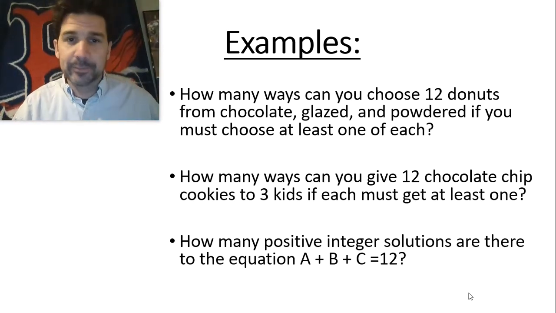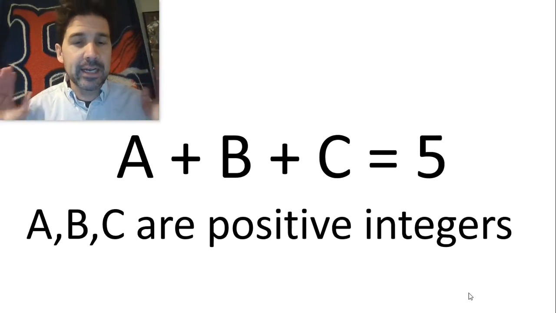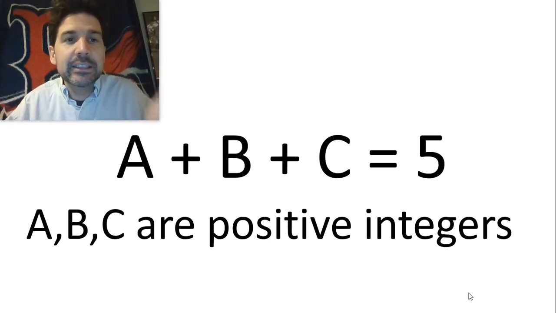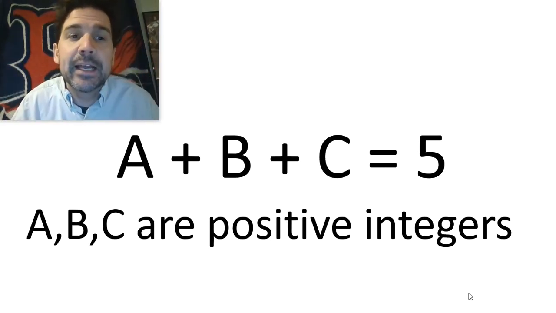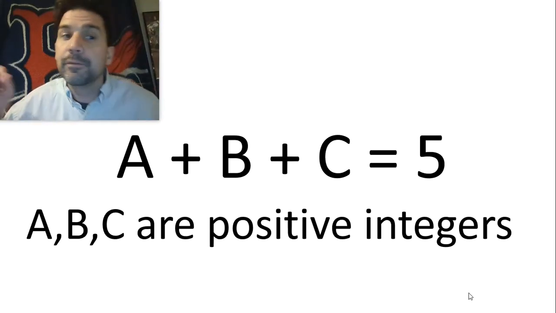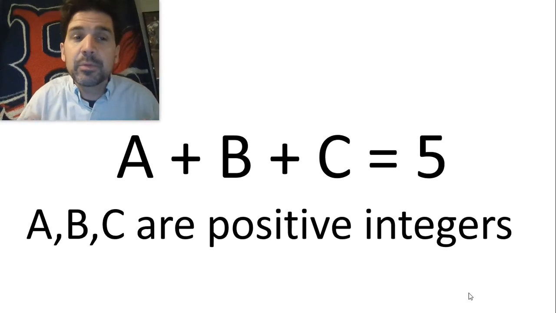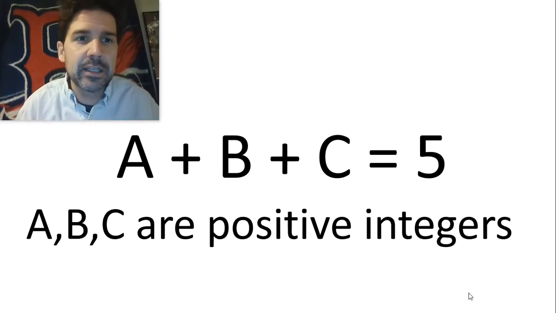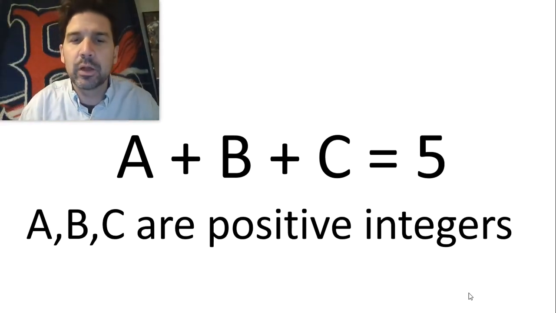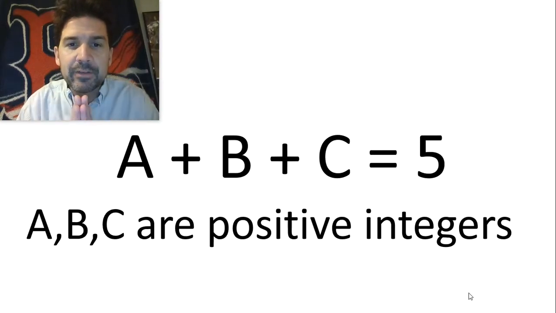So let's do it. You've got a plus b plus c equals 5. We're going to simplify it. Not going to do 12 yet. We're going to do 5 because 5 is easier to work with. So different question, different problem, but same technique, and then we'll go back to the one that involves 12. So if they have to equal 5, let's look at the different possibilities.